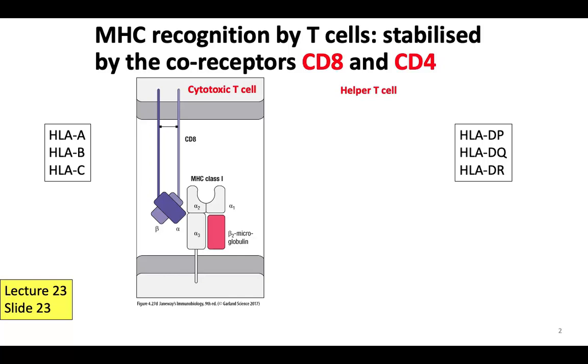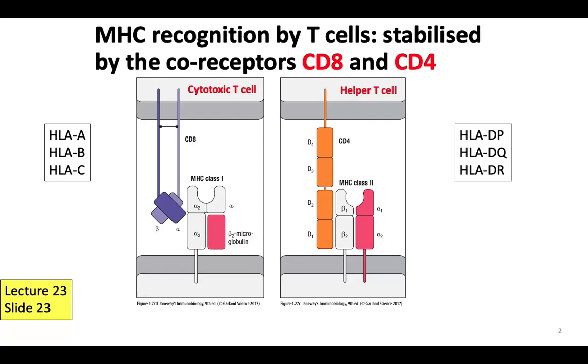Now let's move on to MHC class 2. It is also a heterodimer and it is expressed only in APCs or antigen presenting cells like dendritic cells, macrophages, and B cells. It is composed of two polypeptide chains, alpha and beta. Each chain has two domains, alpha-1, alpha-2, and beta-1, beta-2. Alpha-2 and beta-2 domains have a transmembrane region or transmembrane domain.